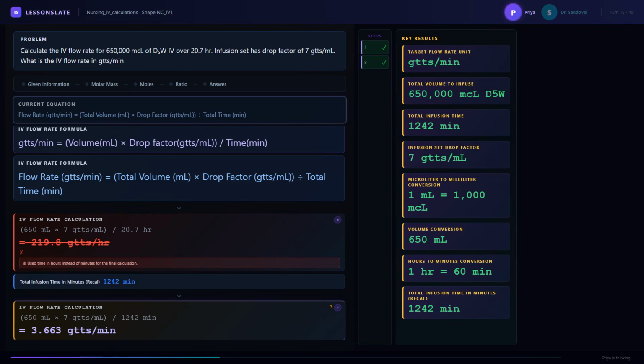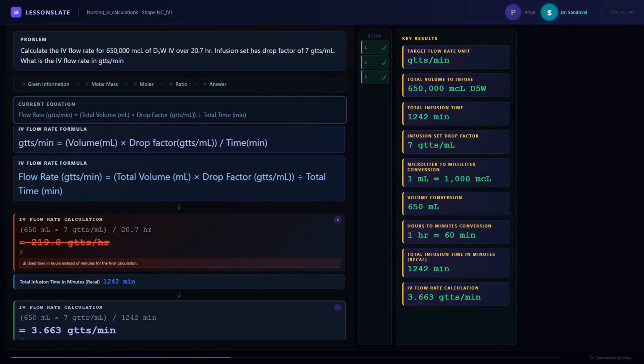Is that better? That's much better, Priya. You correctly used 1,242 minutes for your division. 4,550 total drops divided by 1,242 minutes equals approximately 3.663 drops per minute. You've got the correct numerical result of the calculation. Now, thinking about the precision of the measurements we started with, how many significant figures should our final answer have?